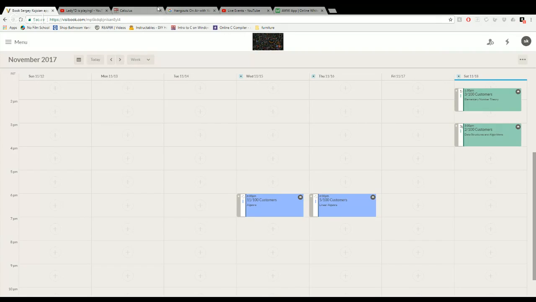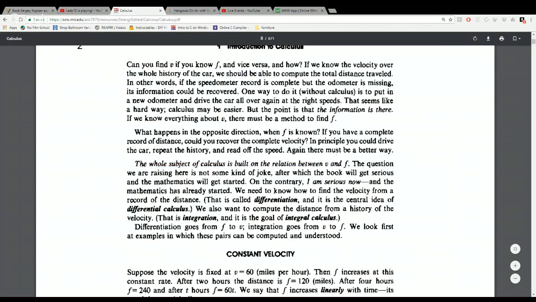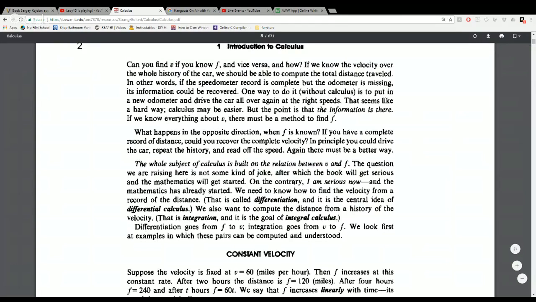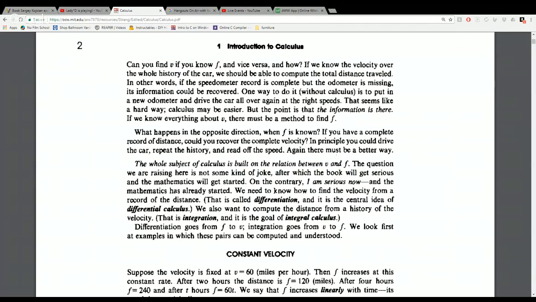Let's continue. So we go back to the book here. The question we are raising here is not some kind of joke, after which the book will get serious and the mathematics will get started. On the contrary, I'm serious now, and the mathematics has already started. So this is awesome. Strang tells you this is not some hand waving that I'm doing, and then the mathematics will be revealed to you in like 10 chapters. We've started calculus already. Talking about the relationship between these two functions is what calculus really is.